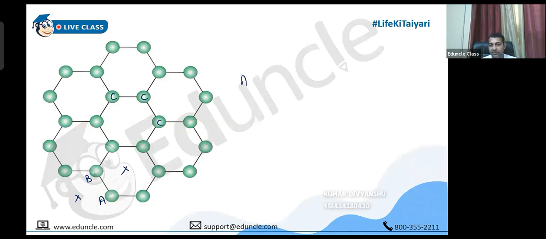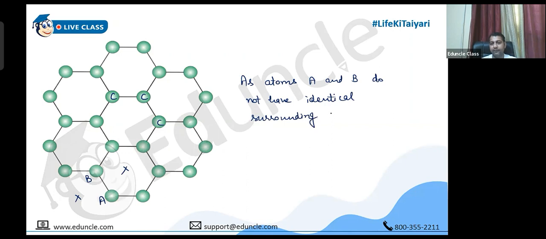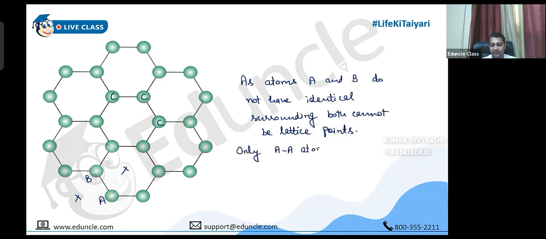Okay. So as atoms A and B do not have identical surroundings, both cannot be the lattice points, first of all. So one of these is a lattice point actually. So in order to make the lattice, what we have to do is either we have to combine the atoms of type A only or atoms of type B only. So only A atoms or B atoms. Only then the crystal structure will be a regular, repetitive one. Okay. If you join A and B, then the symmetry will be broken as soon as you move from A to B or from B to A.